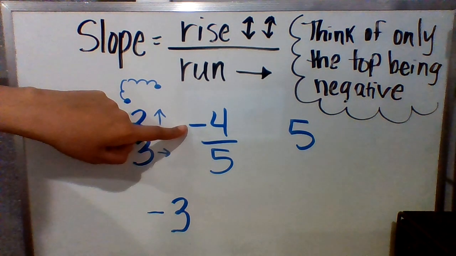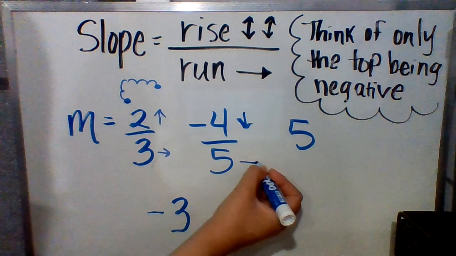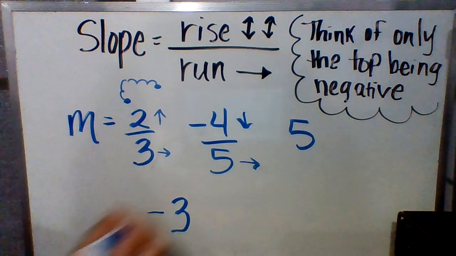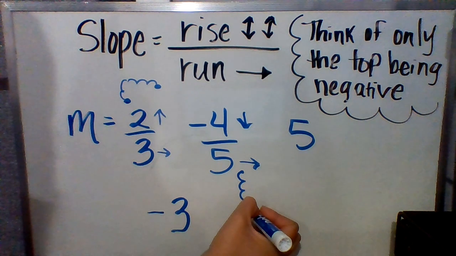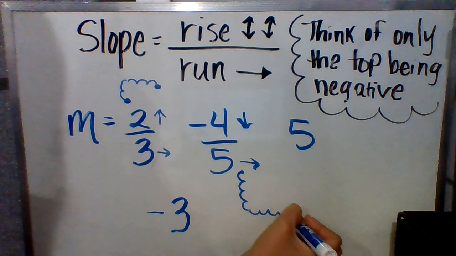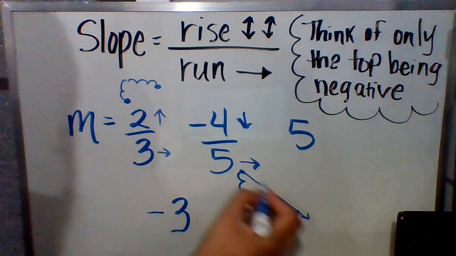How is this slope telling you to move? It's telling you to go down 4 because it's negative and then over 5. So it would look like this: down 4 and then over 5. And it would be a negative slope.